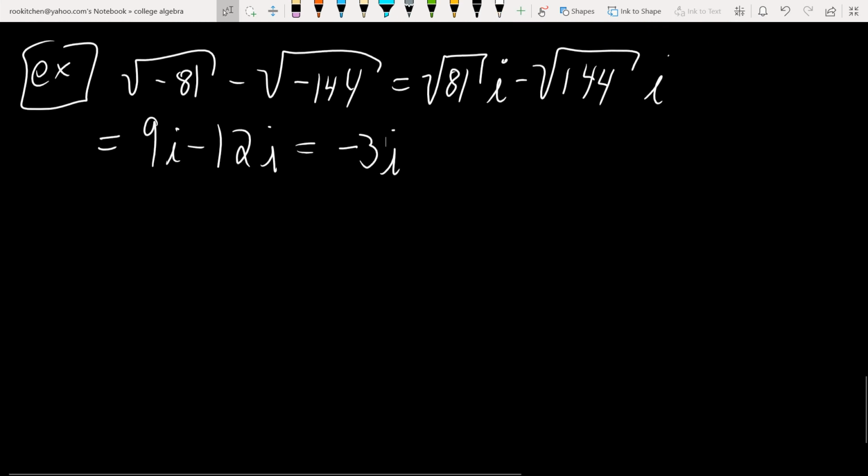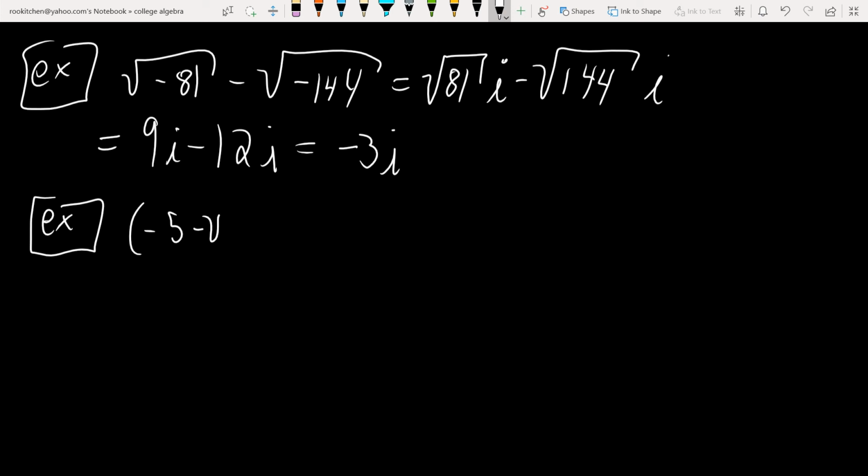Let's keep going. Another example. Here we have negative 5 minus the square root of negative 9, squared. So this is a FOIL. You could rewrite it. At the same time, you might as well go ahead and push that i out the back door or out the front door, whichever place you want to put it.